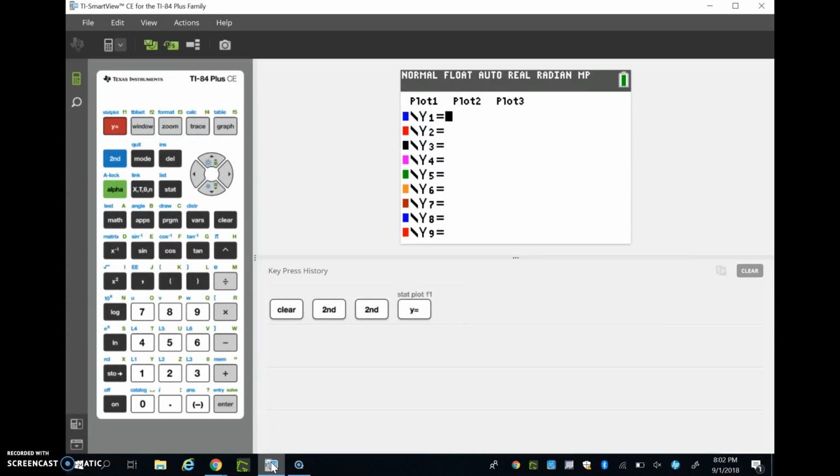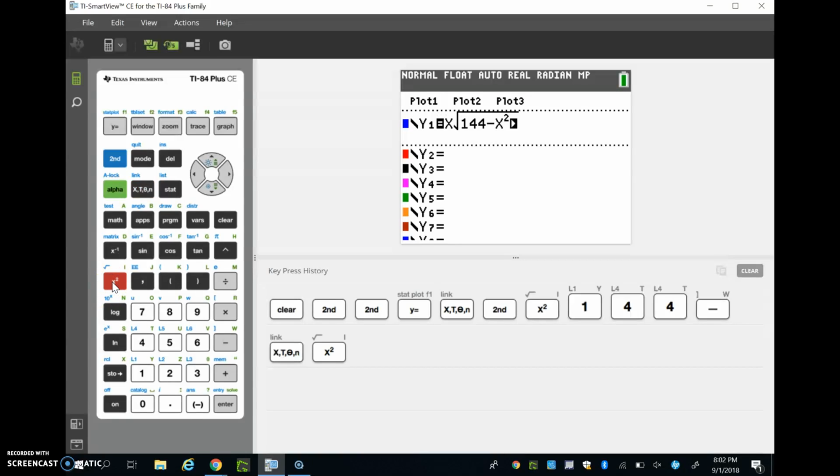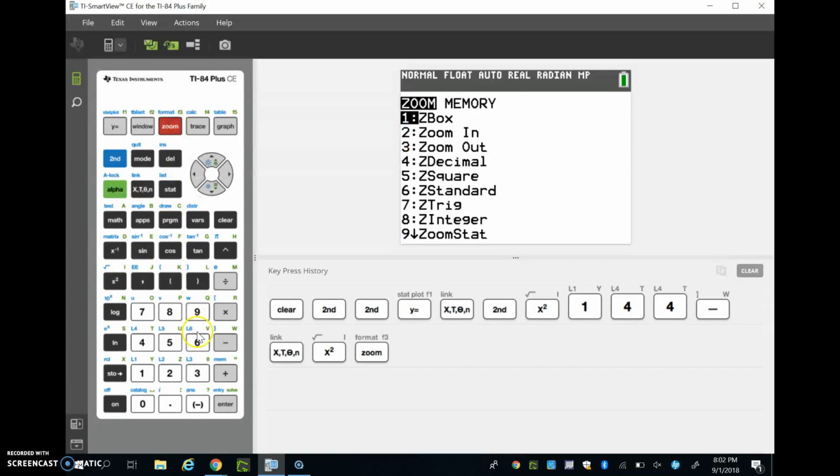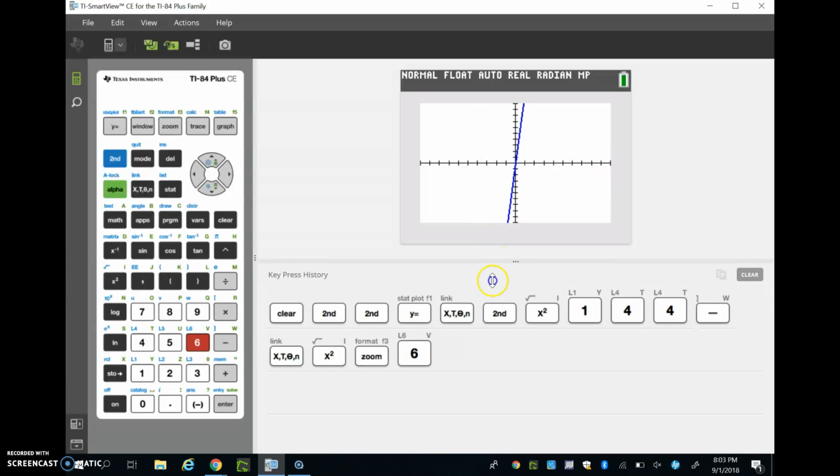We're going to type in x square root 144 minus x squared, and we can hit zoom 6 because that's our standard window. Now as you can see, you don't see the looping or whatever because the graph is just too small as far as the window size on your calculator.